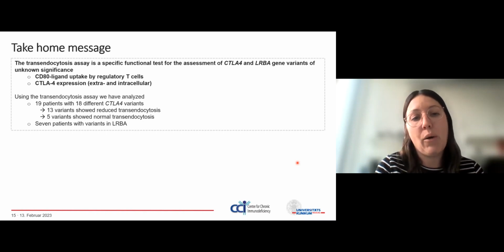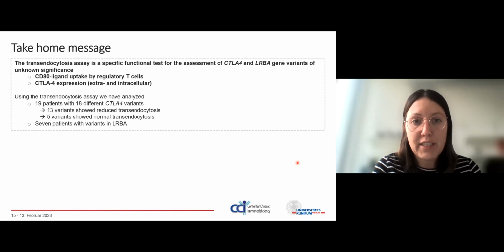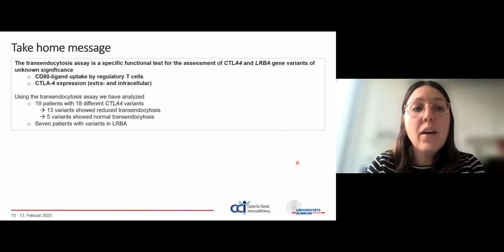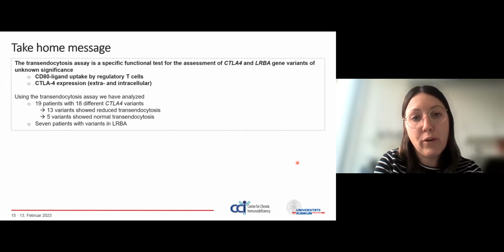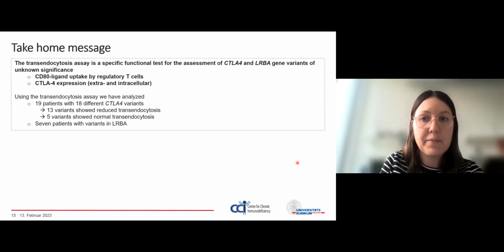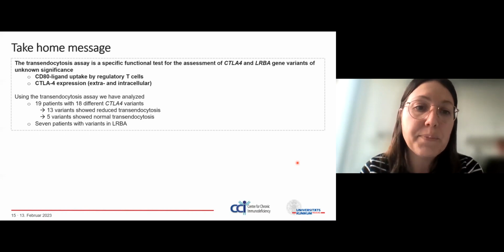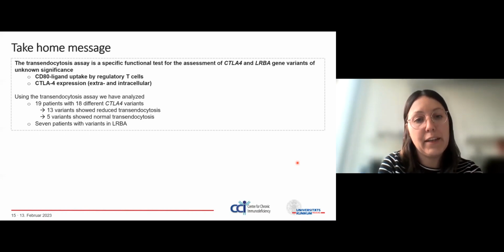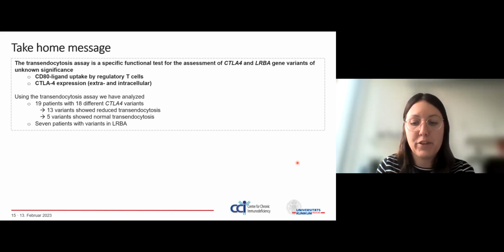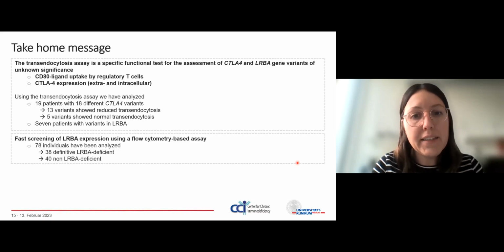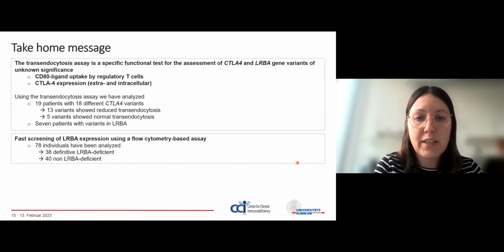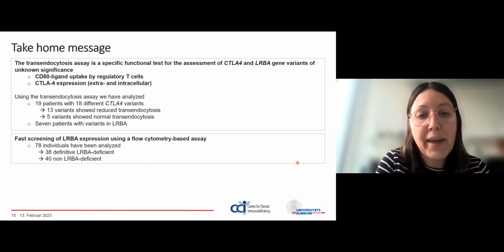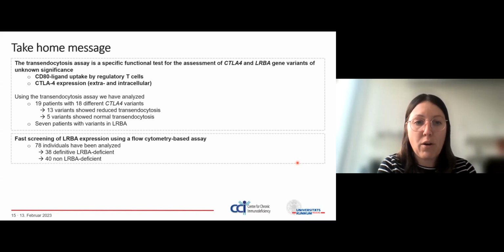And this indicates how essential this functional testing is, because only having a variant in CTLA4 does not mean that the function is impaired. This assay can also be used to identify the CTLA4 function in LRBA deficient patients. In addition to this, we have a flow cytometry-based assay that allows the fast screening of LRBA expression in patients with suspicion of LRBA deficiency.